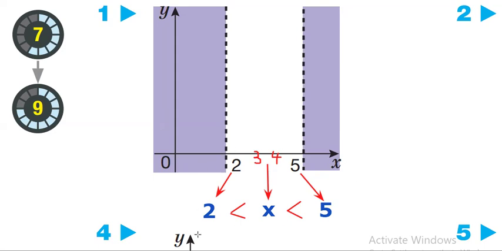So as you can see, we wrote x in the middle, and we put some values for the x here, 3 and 4. And we notice that the 3 and 4 are bigger than 2. At the same time, they are smaller than 5. And we don't put equal signs because the lines are not connected. Now, let's move on to the other question that has a y. Let's check if we have a question like this.